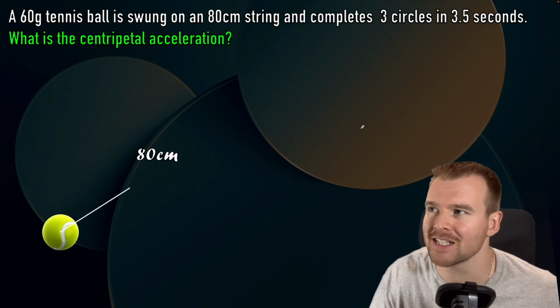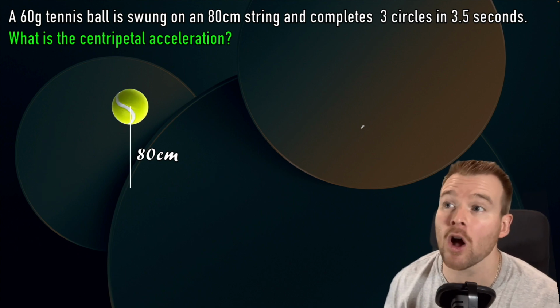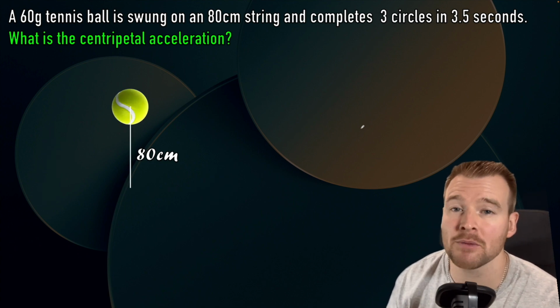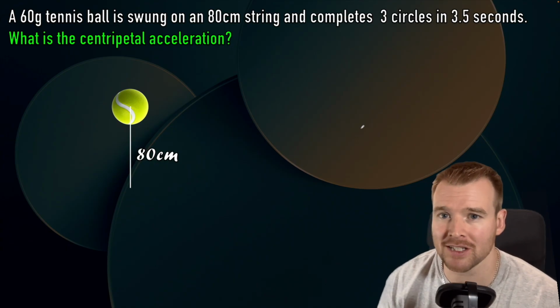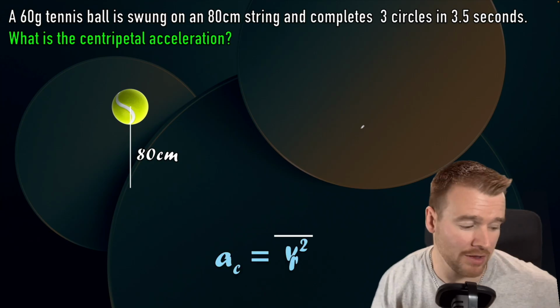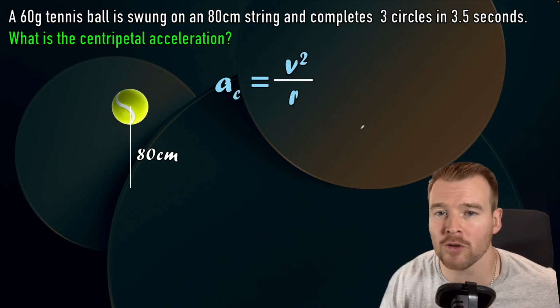So let's look at this first example. A 60-gram tennis ball is swung on an 80 centimeter string, and it completes 3 circles in 3.5 seconds. What's the centripetal acceleration? Okay, well, we have a formula for centripetal acceleration. a_c is equal to v squared over r.